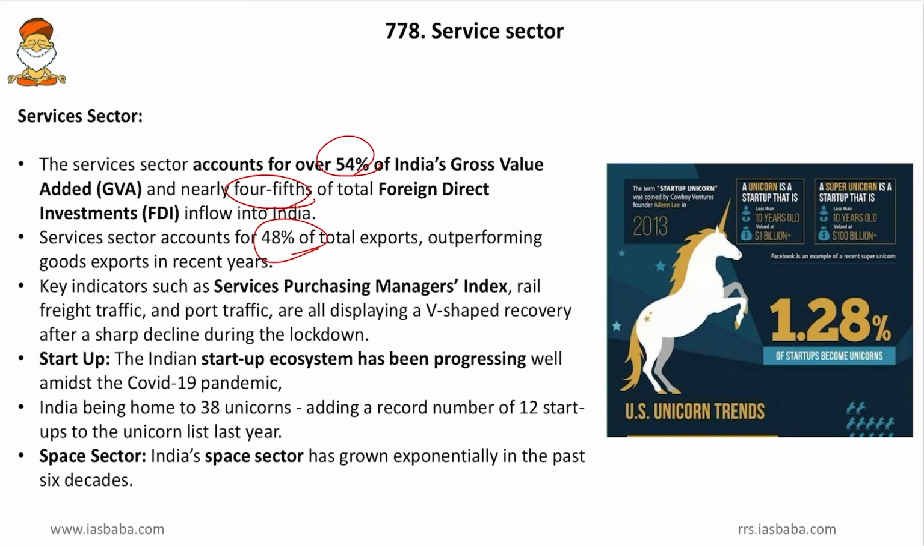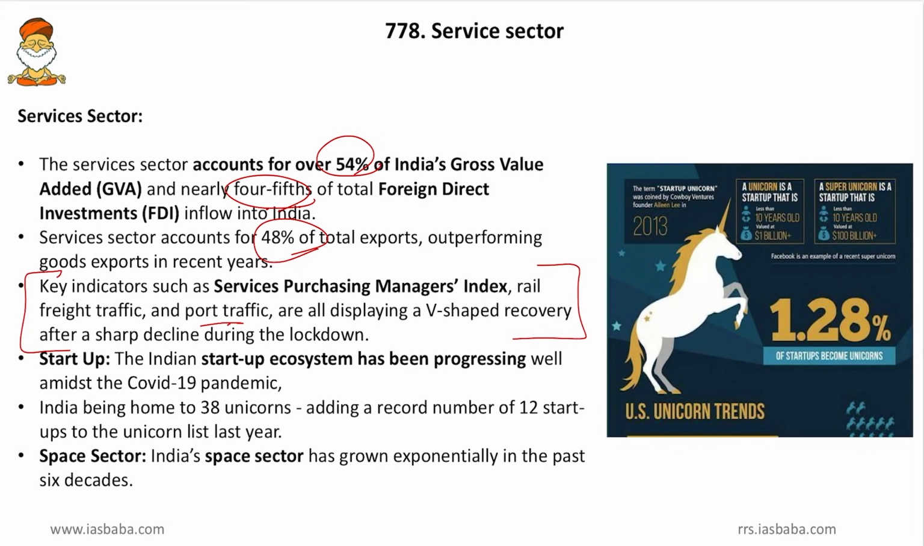Then key indicators such as the Services Purchasing Managers Index, rail freight traffic, port traffic and others display a V-shaped recovery after a sharp decline during the lockdown. Overall, all these show that a V-shaped recovery is in the offing. From this statement, the inference we get is that the Services PMI, rail freight traffic, and port traffic are all indicators of the service sector. So if a question asks which of the following are indicators of the service sector, then without fail, tick all of them.